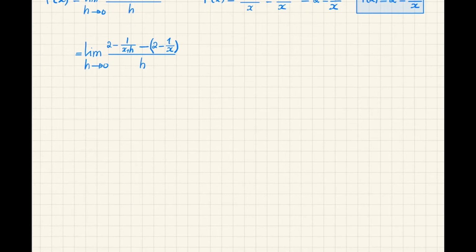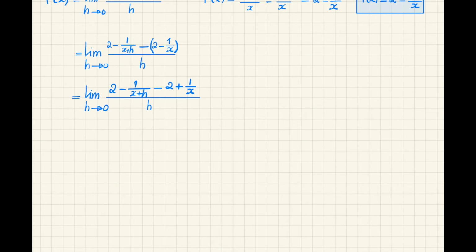So how should I calculate this? The first step is to simplify this algebraically. So I would write 2 minus 1 over x plus h, open the brackets, minus sign goes for the first term, it becomes minus 2, and for the second term, it becomes positive 1 over x, and the denominator is still the same, h goes to 0.